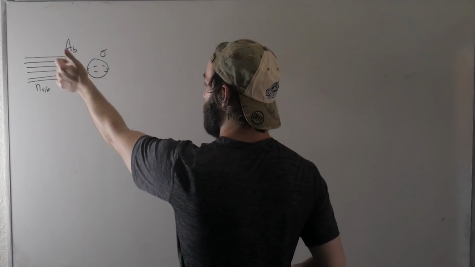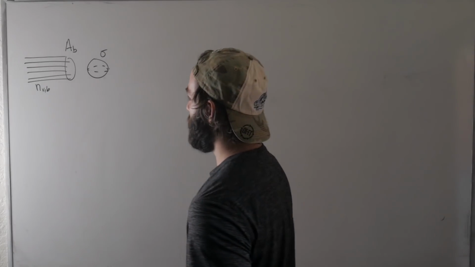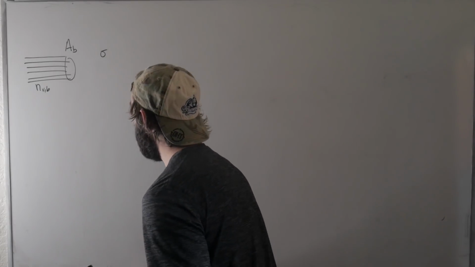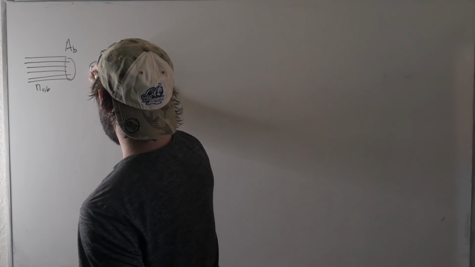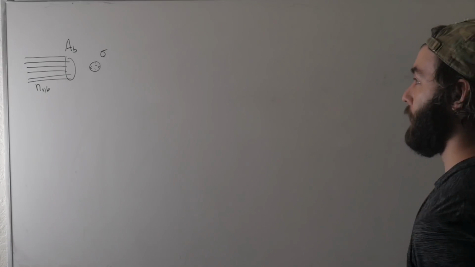We're going to have a certain number of particles scattering off of this target. Let me go ahead and make the target a little bit smaller just to make it clear that it is smaller. There we go. There's our happy little target. All right, how do we define this cross-section?